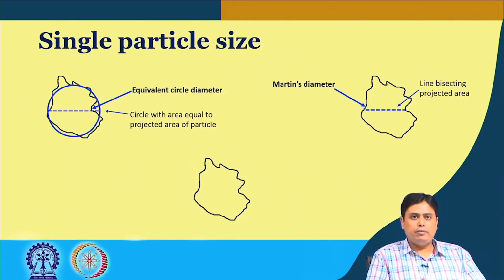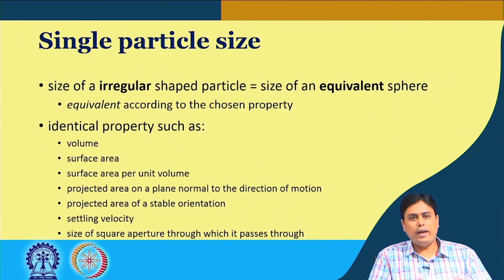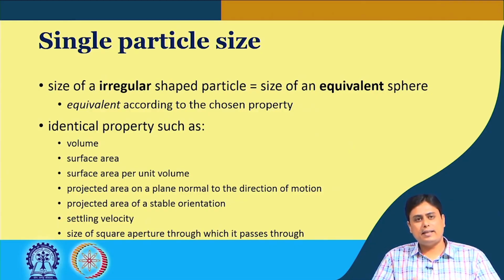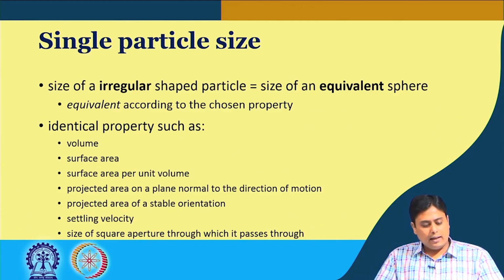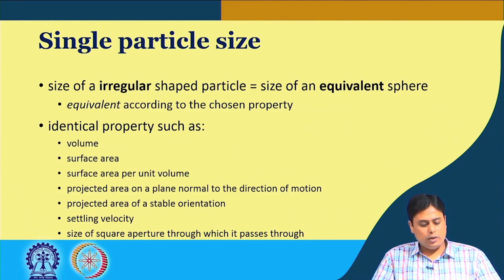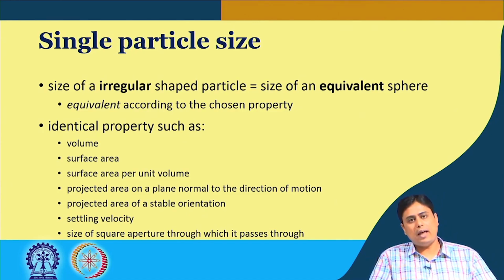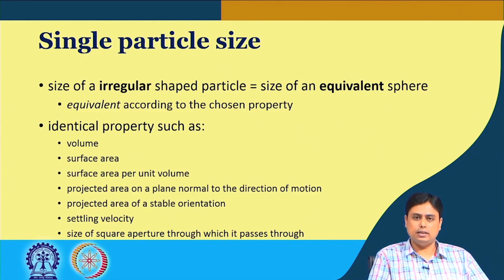Again, let me go back to the previous slide. When it is important to understand the settling or the sedimentation part, we will possibly be looking at the property equated with the settling velocity, because it is more relevant to that application. So, based on your application in hand, you choose your measurement method to find out the equivalent irregular shaped particle size.